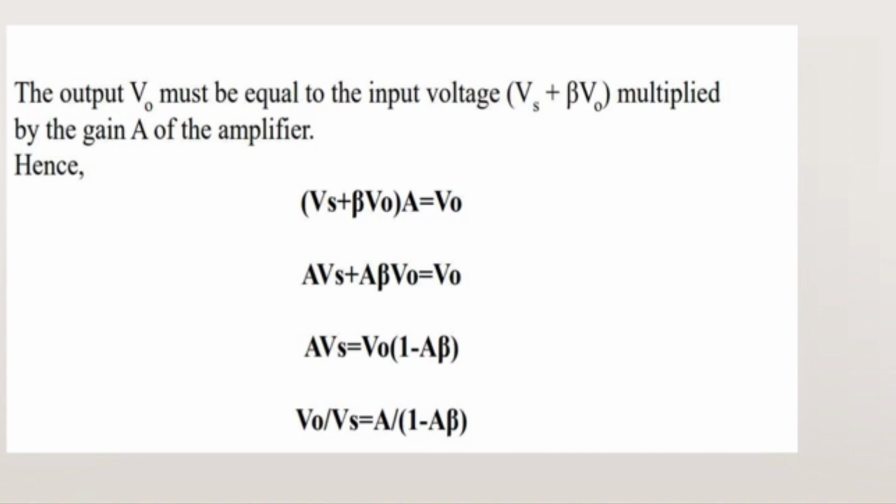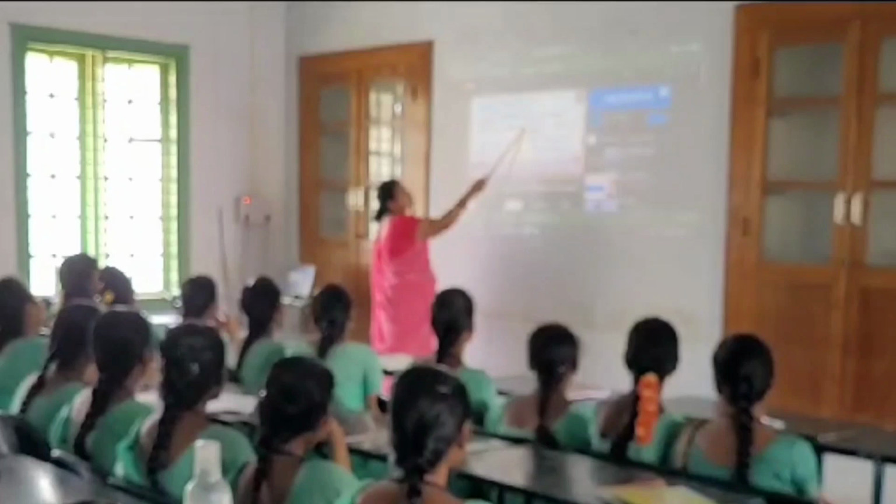The output V0 must be equal to the input voltage Vs plus beta V0, multiplied by the gain A of the amplifier. Hence, (Vs plus beta V0) into A is equal to V0. A Vs plus A beta V0 is equal to V0. A Vs is equal to V0 into (1 minus A beta). V0 by Vs is equal to A by (1 minus A beta).